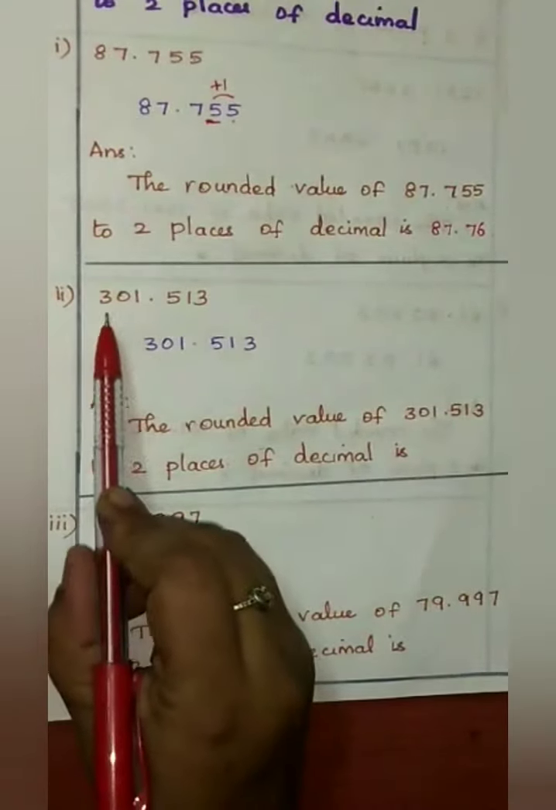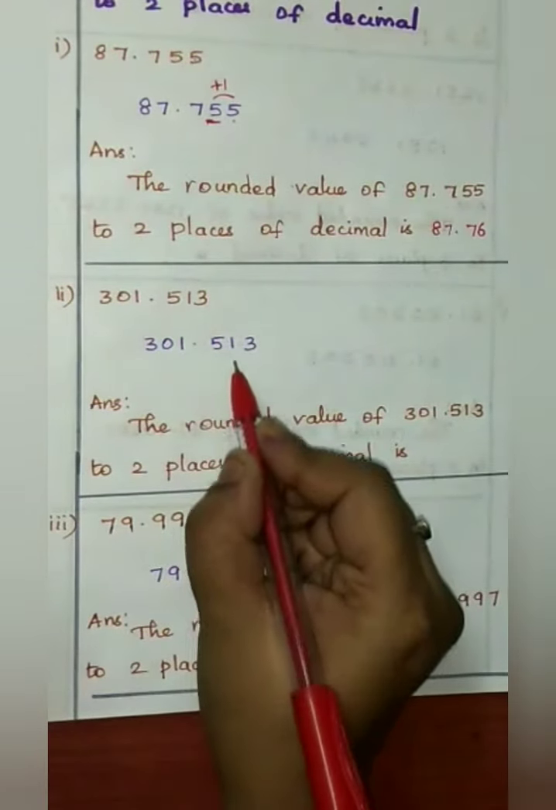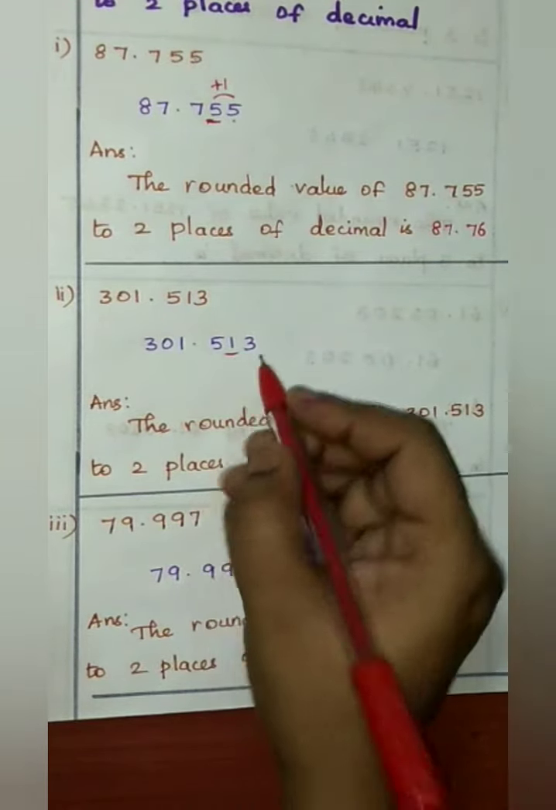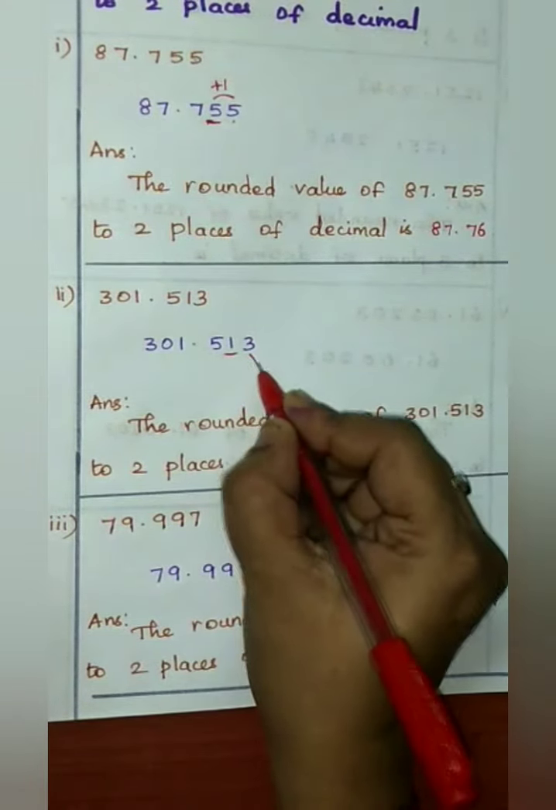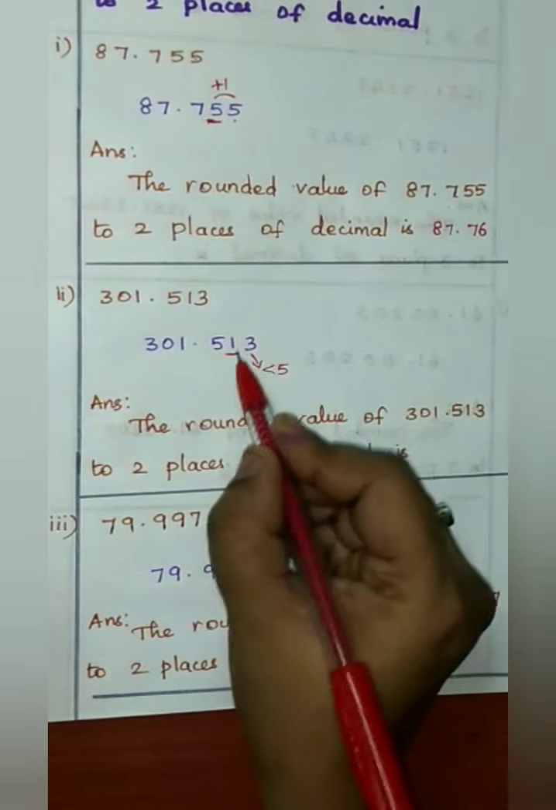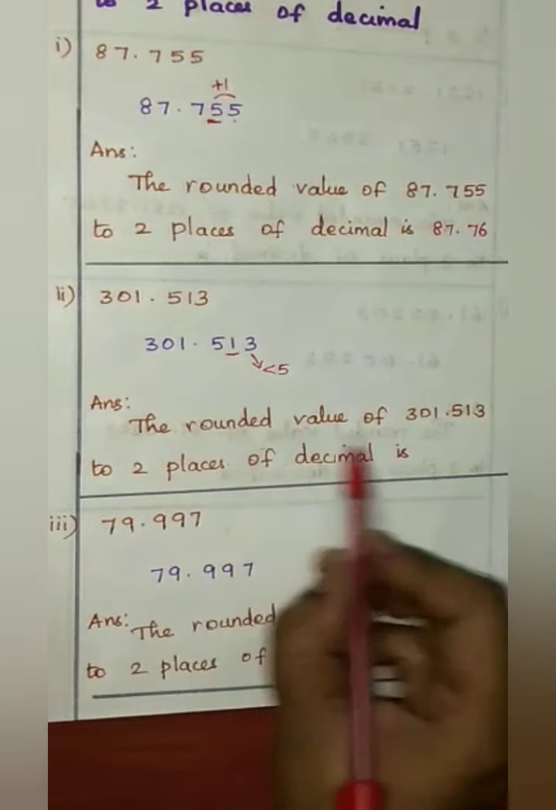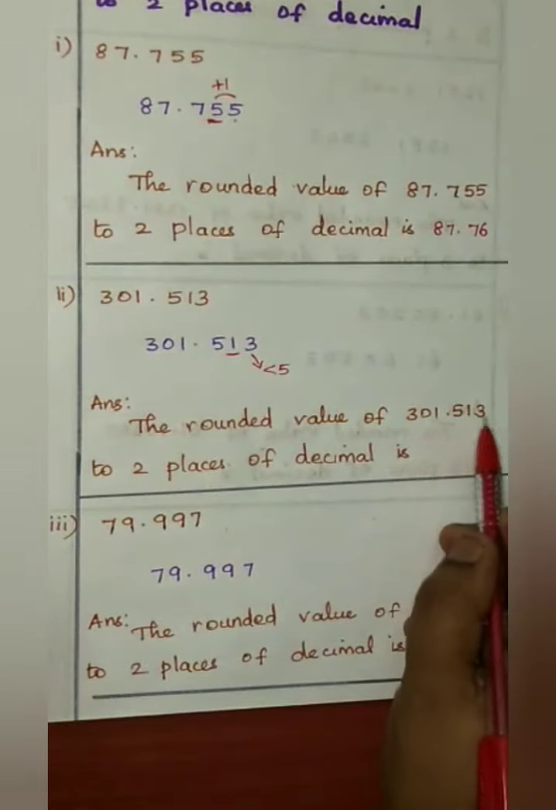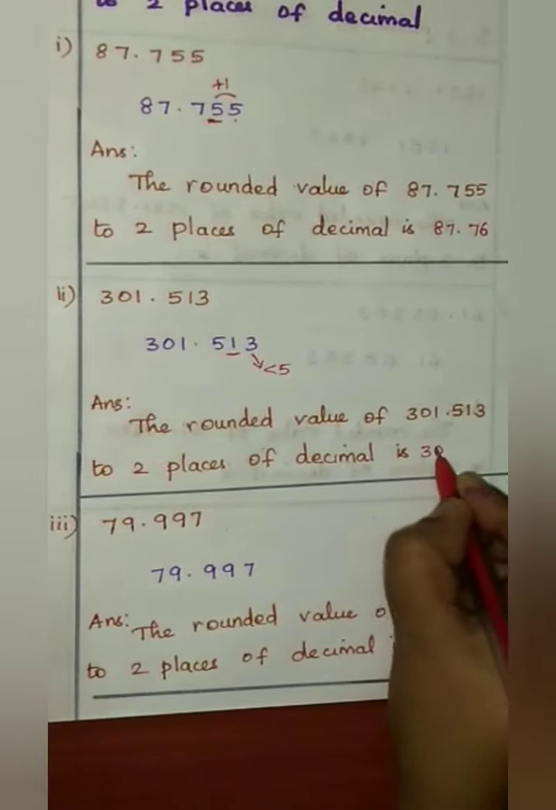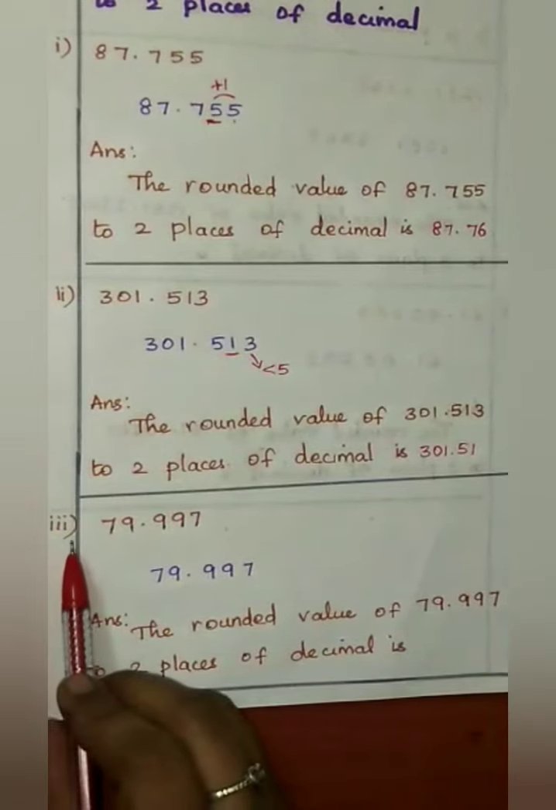Second subdivision, 301.513. Underline the digit in 100th place and look at the digit next to the underlined digit, that is less than 5. So ignore it and the underlined digit remains same. So the rounded value of 301.513 to 2 places of decimal is 301.51.